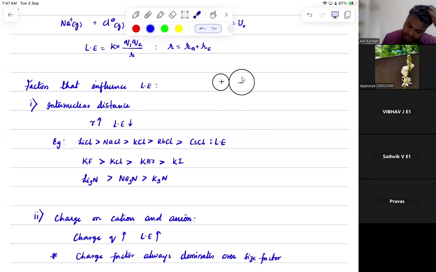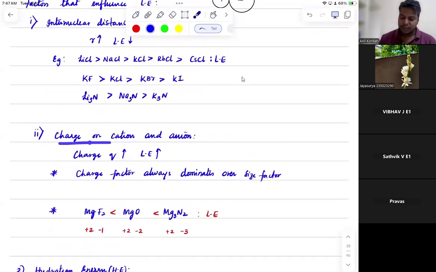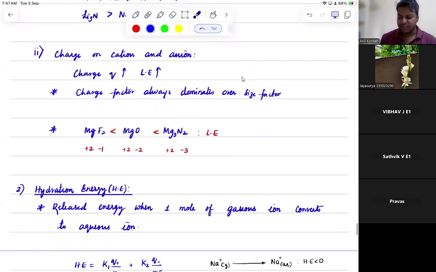Finished? Next. What is the charge on the cation and anion? The greater the charge on the cation and anion, the greater the lattice energy. You can notice this here: Mg3N2, the charge is plus 2 into minus 3, so it comes out as 6 here. Here it is 4, here it is 2. So the more charge on the cation or anion, the more the lattice energy.